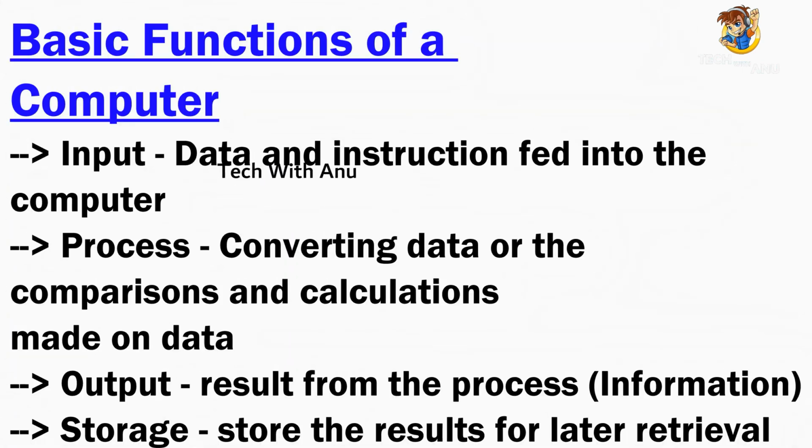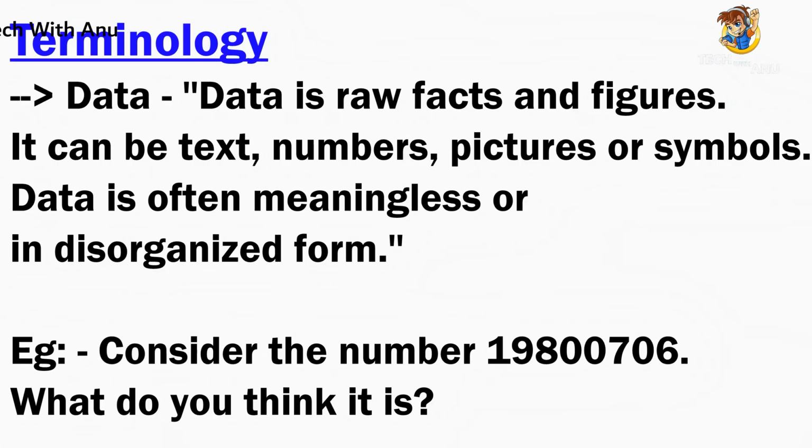Basic functions of a computer. Input: data and instructions fed into the computer. Process: converting data, or the comparisons and calculations made on data. Output: the result from the process. Storage: store the results for later retrieval.